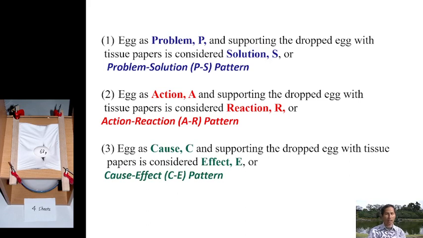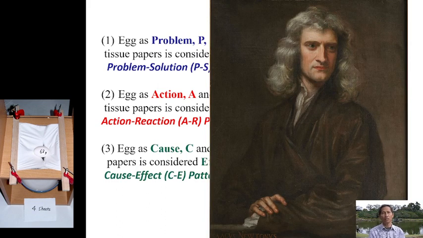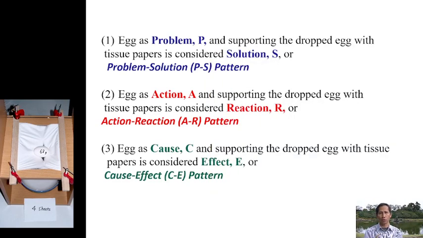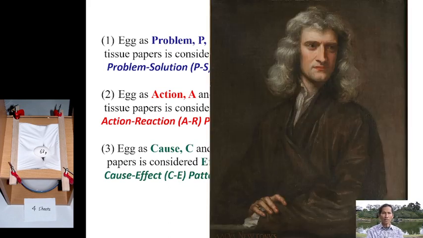The second pattern that the new intelligent design has discovered argues that the egg is the action, and supporting the dropped egg with tissue paper is considered the reaction, or the action-reaction pattern. The first one I've told you is problem and solution. The second, which I actually did not discover, was explained by Isaac Newton when he was formulating the law of forces. He talked about action: if there is an action, there is an equal and opposite reaction. So it was Isaac Newton who helped us understand the second pattern that the new intelligent design has, the action-reaction.